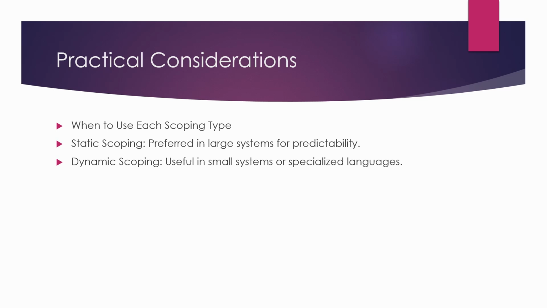So, when should you use static or dynamic scoping? Static scoping is generally preferred for large, complex systems because it offers predictability, easier debugging, and better performance. Dynamic scoping can be useful in smaller, flexible systems or in specialized languages where you need more dynamic behavior. Each approach has its place depending on the specific needs of the project.